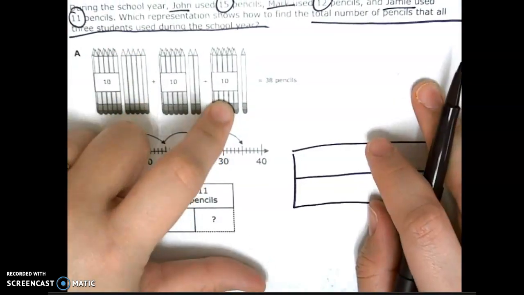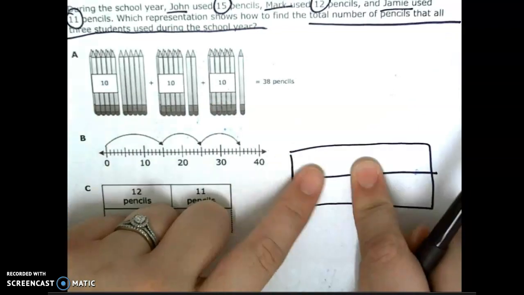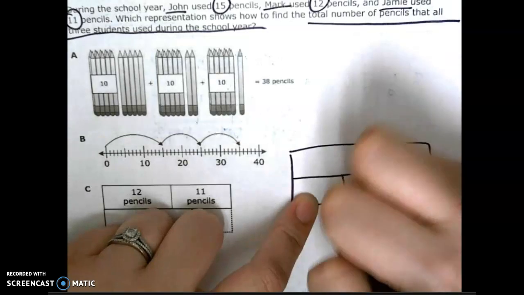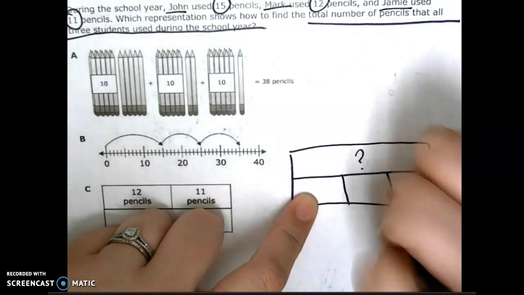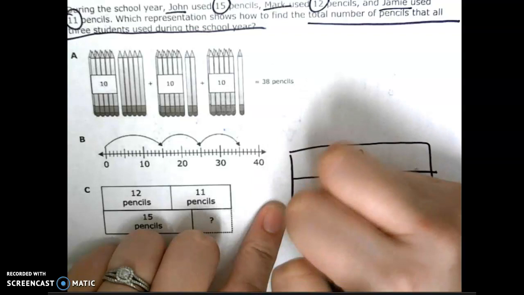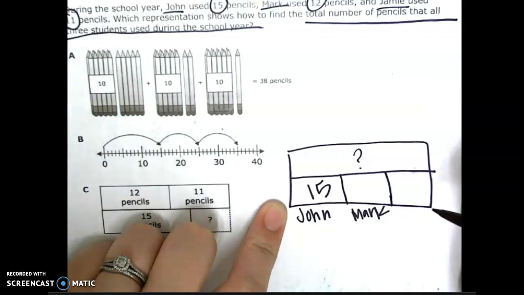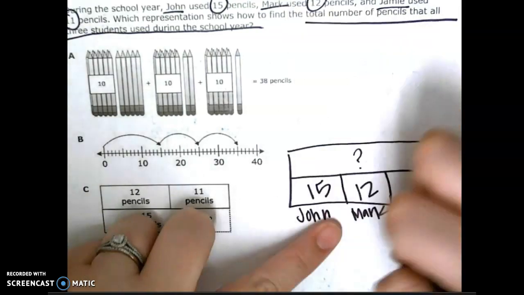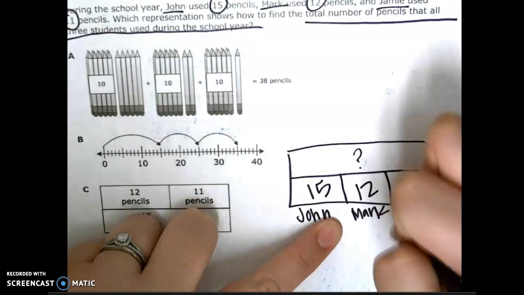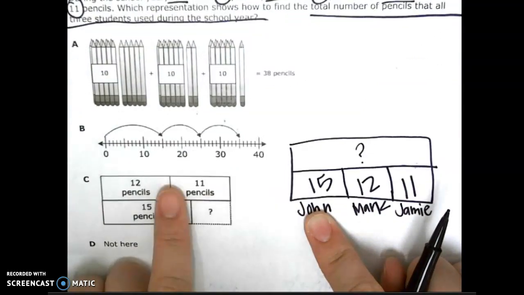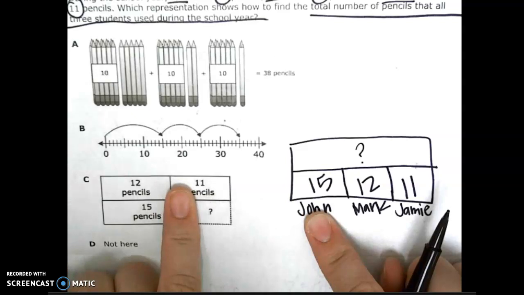So if I want to find the total that all three of them used, I don't have a total. I want to find the total. But I do have my parts. John used 15. Mark used 12. And Jamie used 11. Well, look, you already have one representation here. We don't have to solve this problem, okay? We already have one representation here.